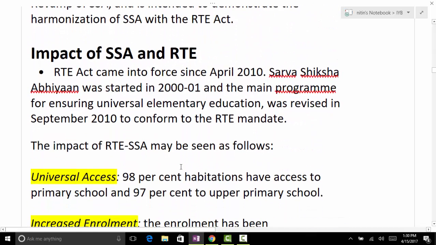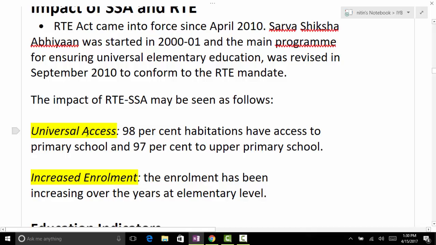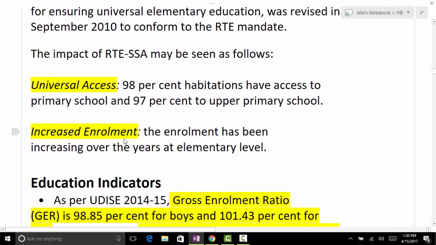So impact of SSA and RTE. Now this we will see. What has been the impact? And this could be useful for your mains analysis. Universal access has been achieved. So 98% habitations have access to primary schools, 97% to upper primary schools. So universal access. Increase in the enrollment as well.